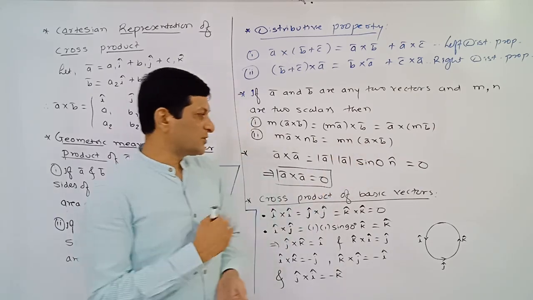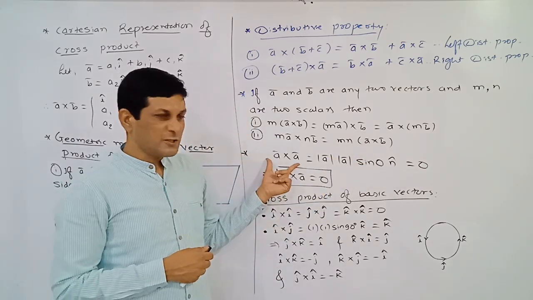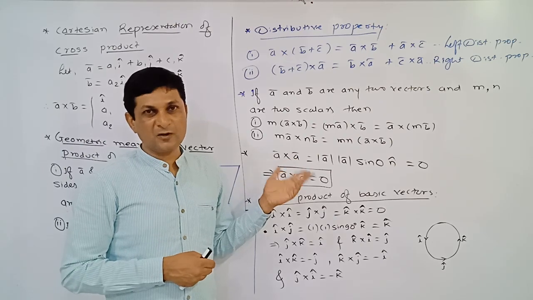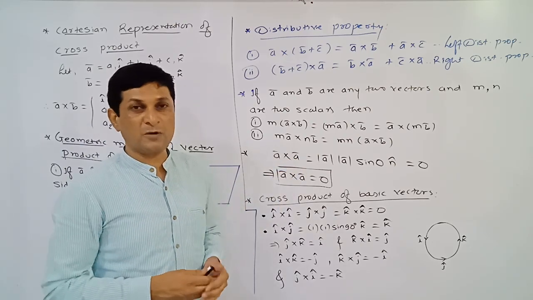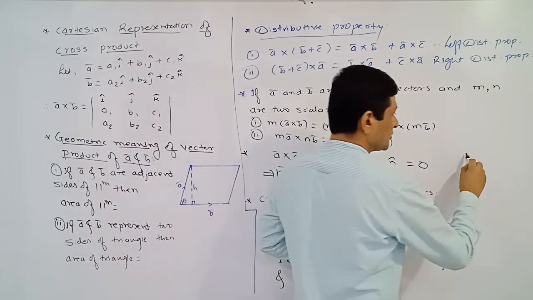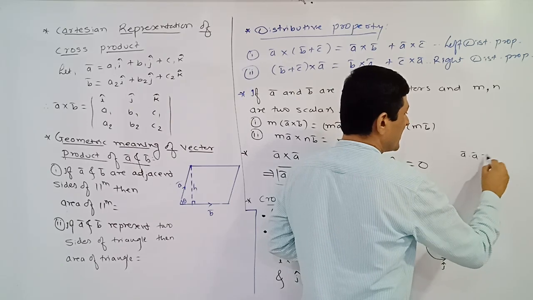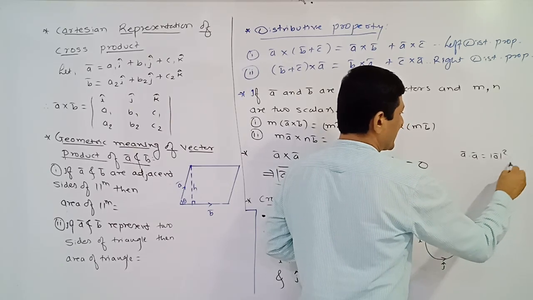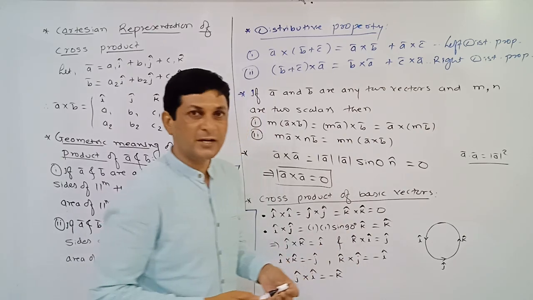Now observe the next very important result, the cross product of the same vector. We are finding the cross product of the same vector. In case of dot product, what we have seen is that the dot product of the same vector, a bar dot a bar, will be equal to the square of its magnitude. Such a result we have got in dot product.